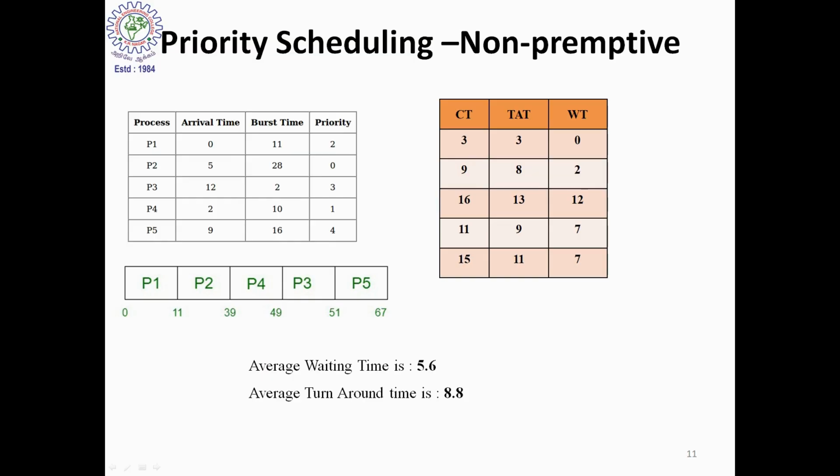By seeing this Gantt chart, we plot the completion time, the turnaround time and the waiting time. It is clearly given here. For P1 the completion time is 11, for P2 it is 39, for P4 it is 49, for P3 51, and for P5 67. Depending upon this, we may calculate the average waiting time and the average turnaround time.